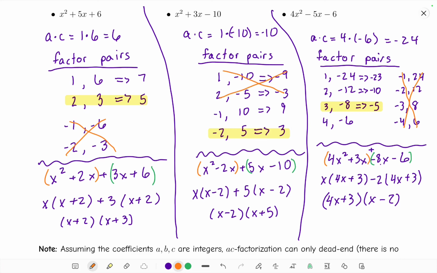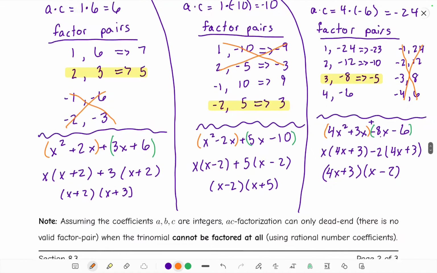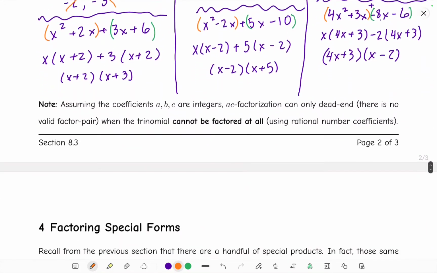And the only combination we didn't talk about is if the constant term is positive, that means they're either both positive or both negative. But if b is negative, that means they both have to be negative. So using those tricks will help you cut the number of factor pairs you find in half. Note, assuming the coefficients a, b, and c are integers, AC factorization can only dead end. There is no valid factor pair when the trinomial cannot be factored at all. So if the AC method doesn't get you an answer, that means it cannot be factored.